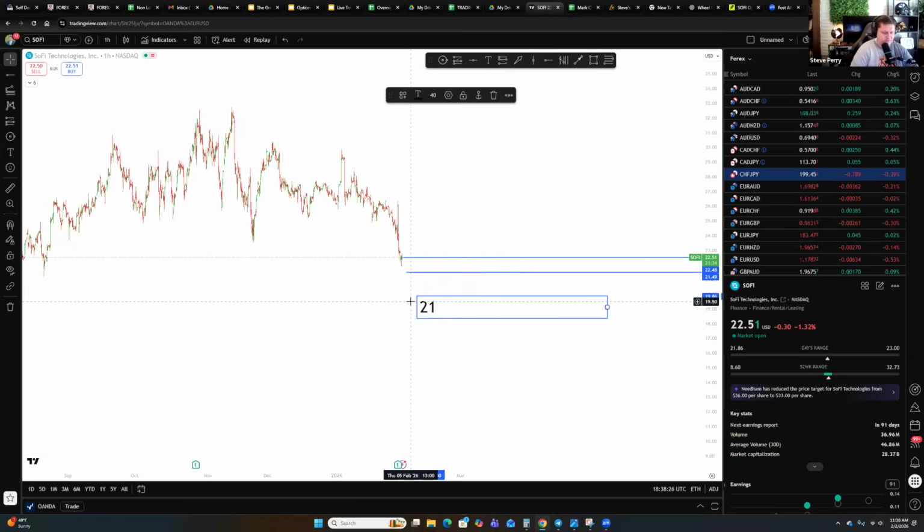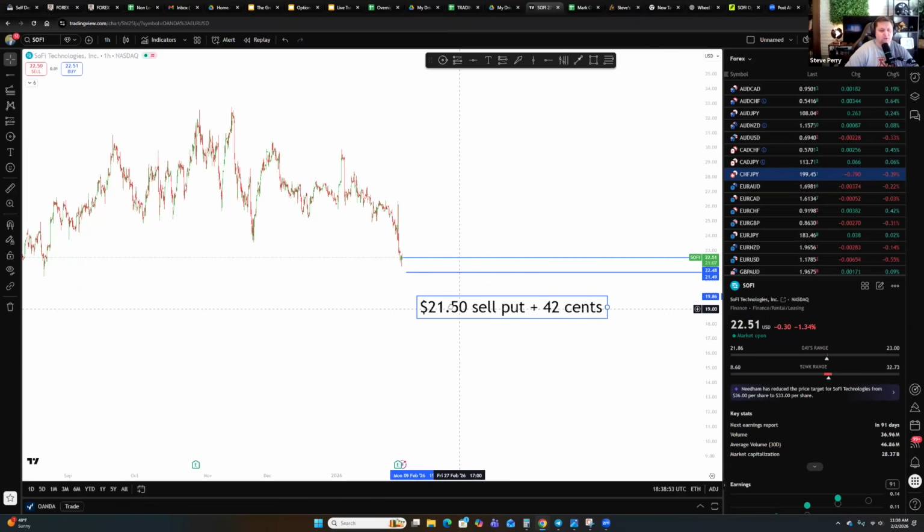So 21.50 put, and we're going to collect $42 in premium. Actually, let's do it by cents. So 42 cents is our put premium. Okay, and remember we're selling the put. Sell put. So we're going to get 21 cents for that.